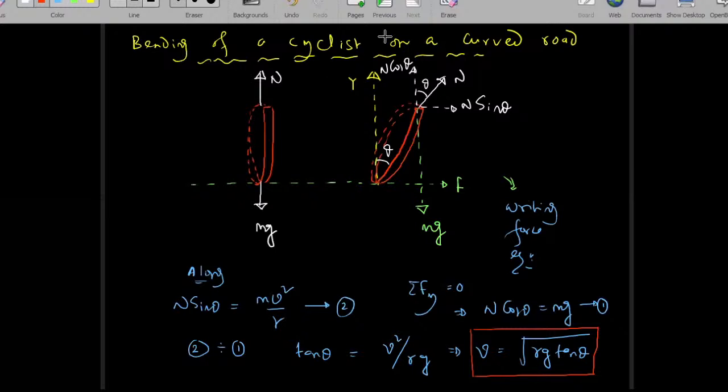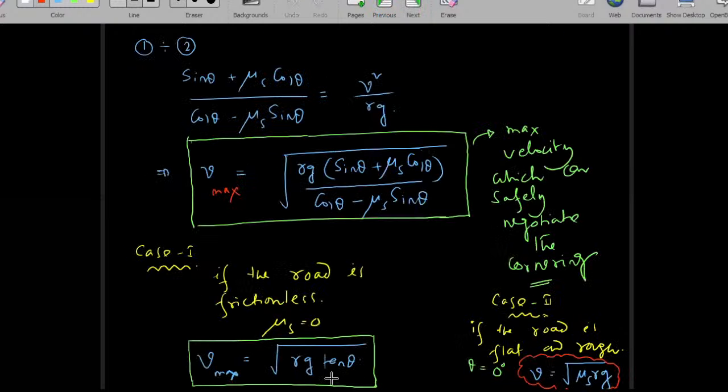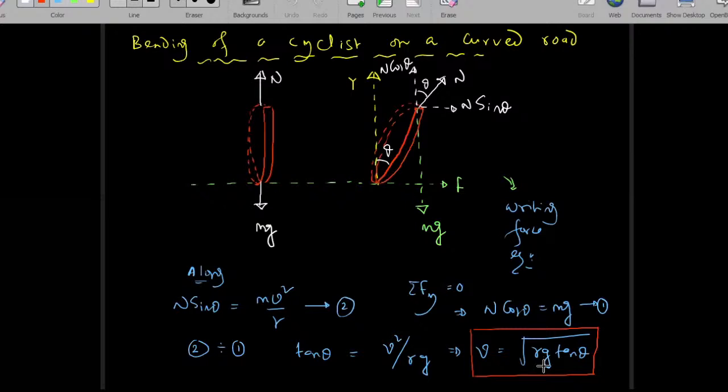Correct, no? Let's check our previous result. Did we get root under rg tan theta? Check here. Right. So from the general discussion, we got root under rg tan theta, and from this particular representation, we are getting the same result, that is root under rg tan theta. So this is the maximum velocity with which a cyclist should take the corner or bend. Otherwise, what will happen? First aid will be required.